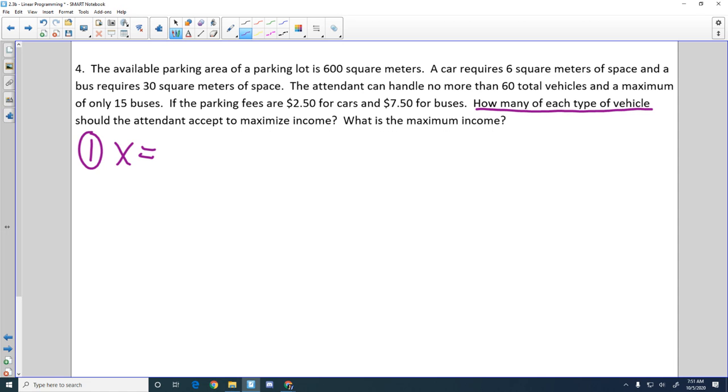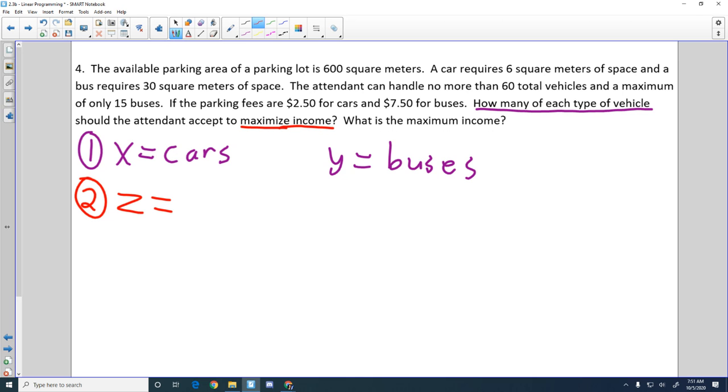So x equals the number of cars. y equals the number of buses. That does not look like a U. Buses. Now z is my z function. What am I trying to optimize? Again, look at the question in that word problem. Usually it's right at the end. There's the word maximum. That's what we've got to look for in these optimization problems: maximize or minimize. We're trying to maximize the income.